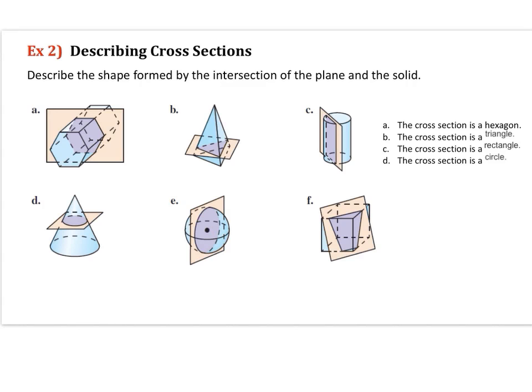Example E has a sphere with a cross-section that looks circular as well. Then our last example looks like a cube, and our plane's going at an angle, and so our cross-section appears to be a trapezoid. All right, so that's describing your cross-section. It's when a plane intersects a solid, and the plane can intersect at any angle.